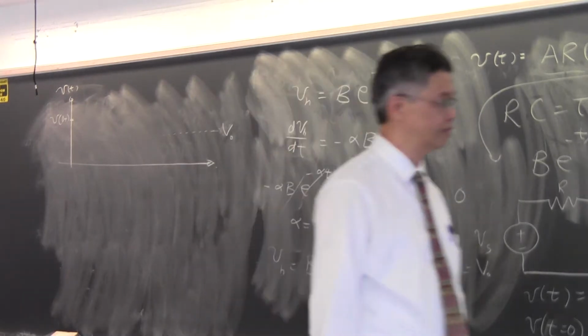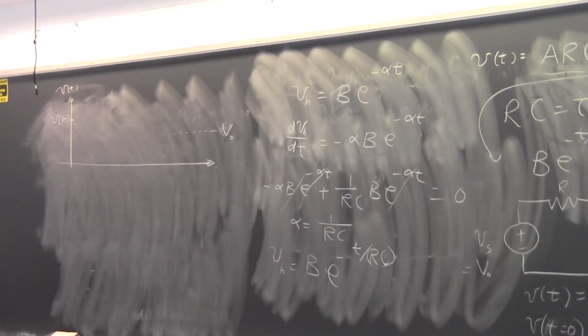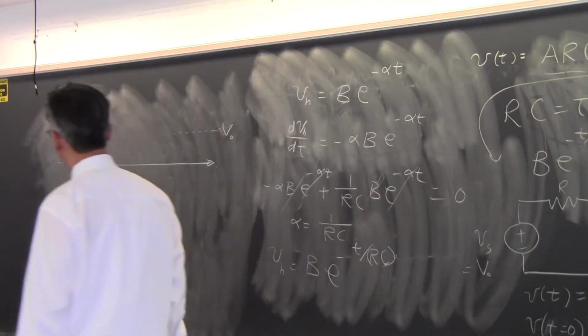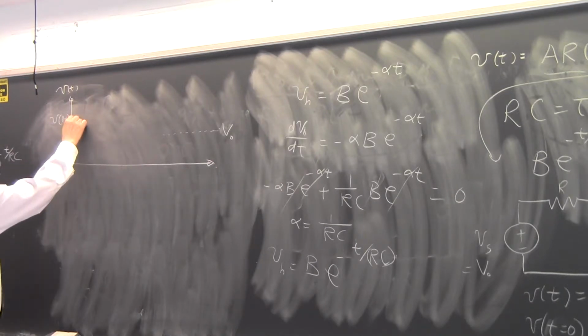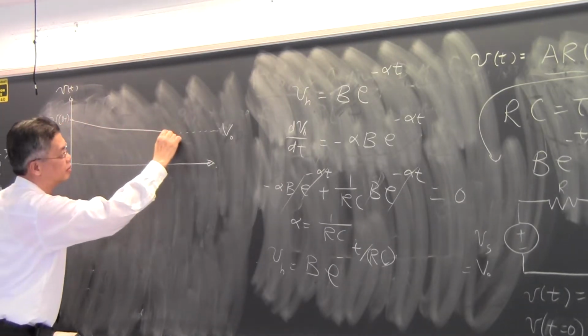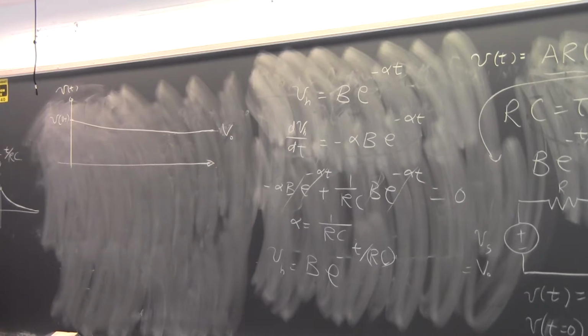This function, if you were to plot it, will just look something like that, starting with a constant value and then decaying. This is how e to the minus t over RC looks. And I use that function to interpolate between these two values. The plot should look something like this. Okay, you agree?